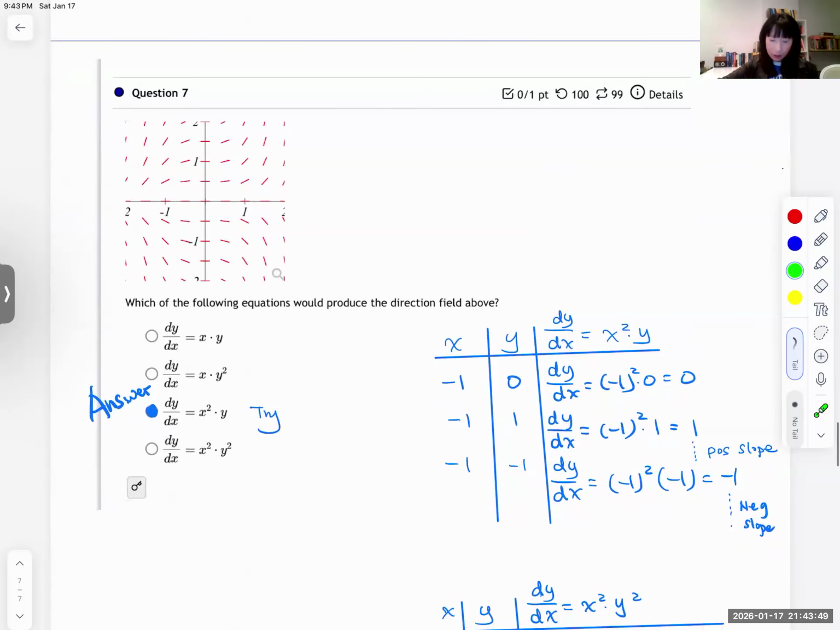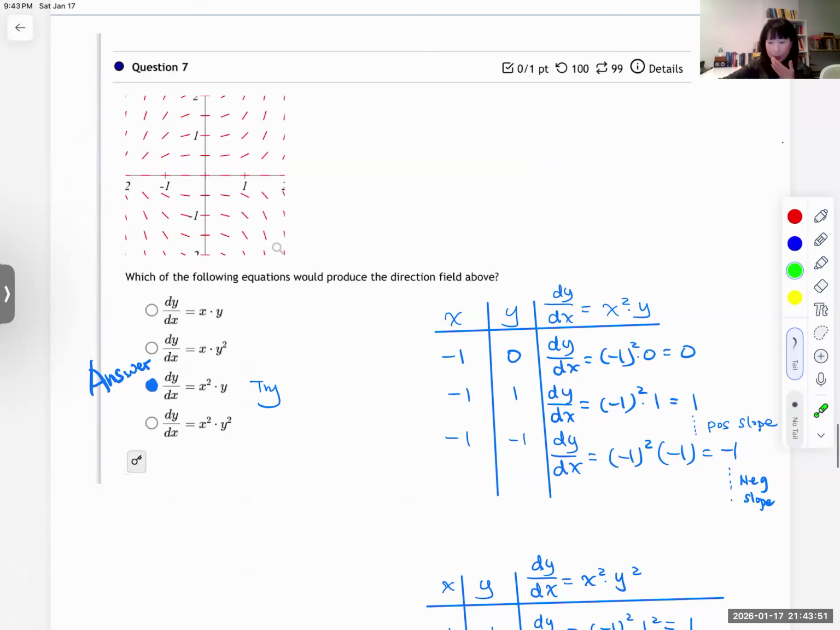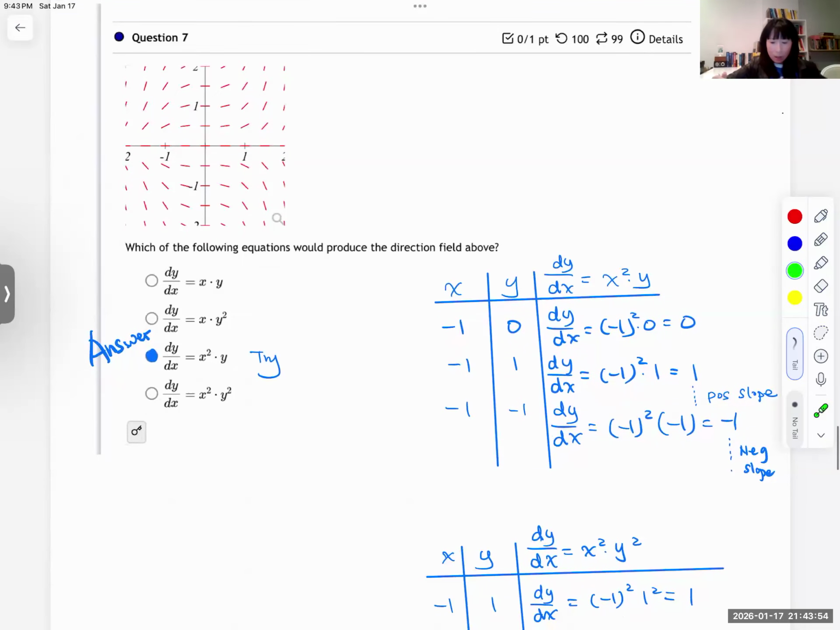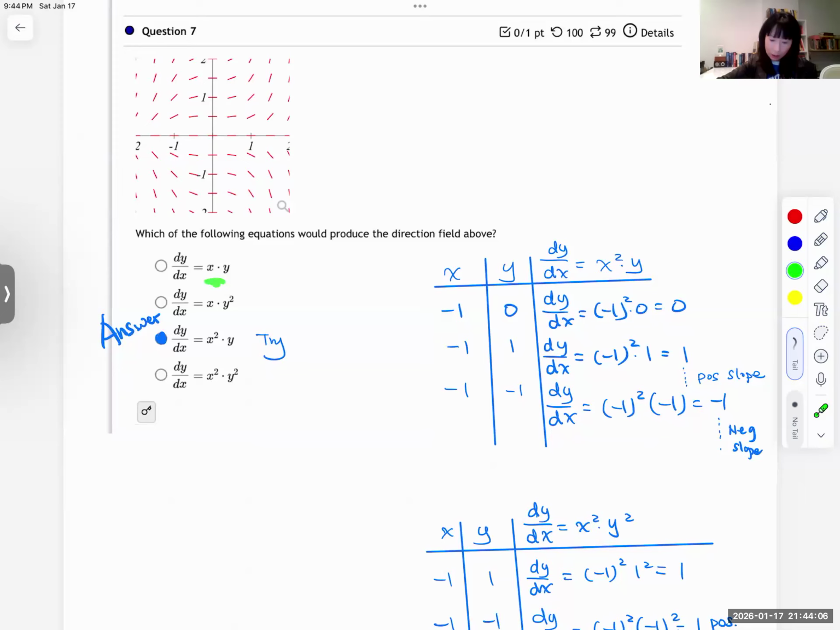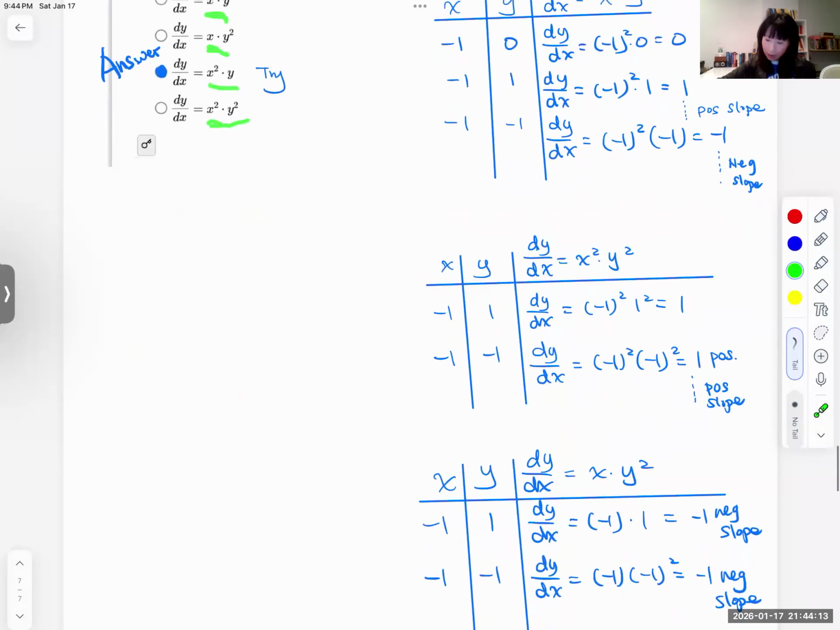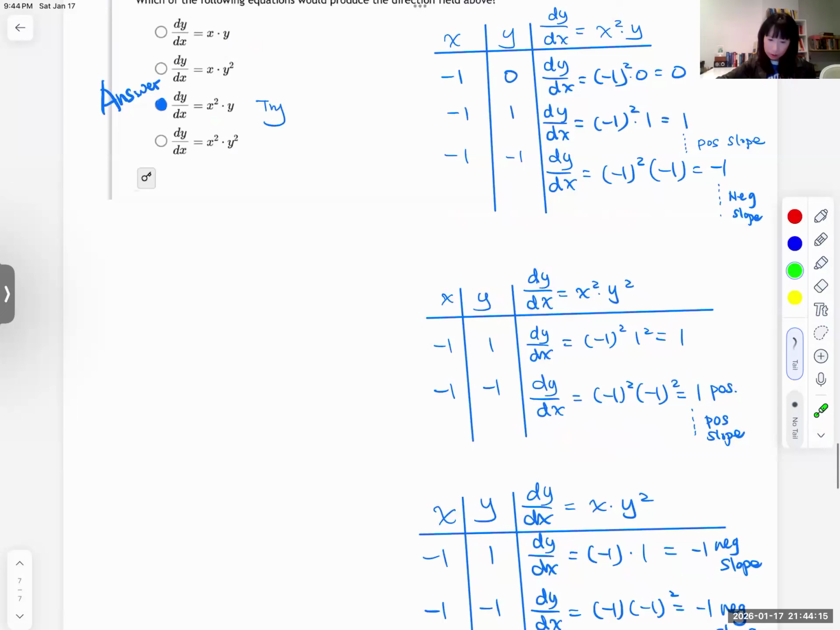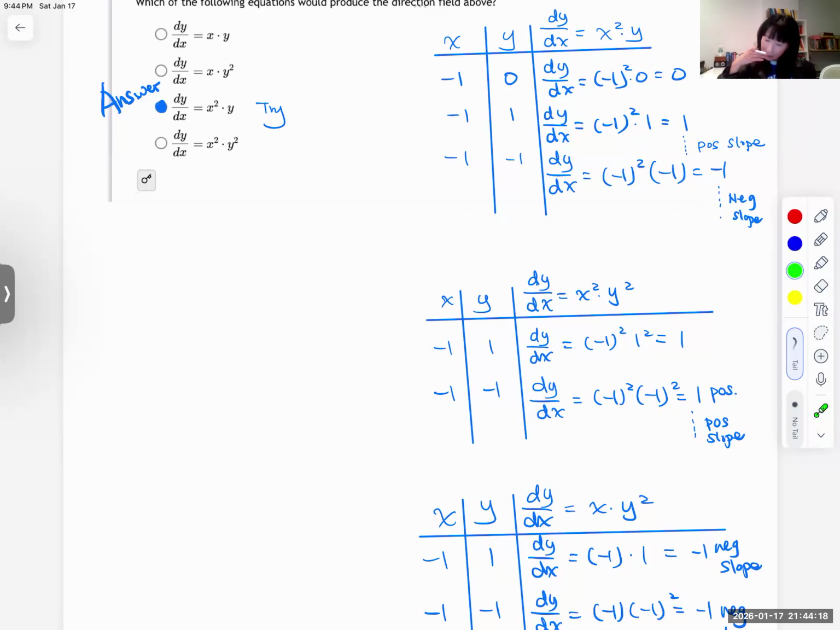Okay, now let's take a look at this one. We have an example. Which of the following equations would produce the direction field above? Okay, so I have x times y squared, x squared times y, x squared times y squared. So I have 3 here. What's missing? I'm missing x times y. So maybe you can try this one.